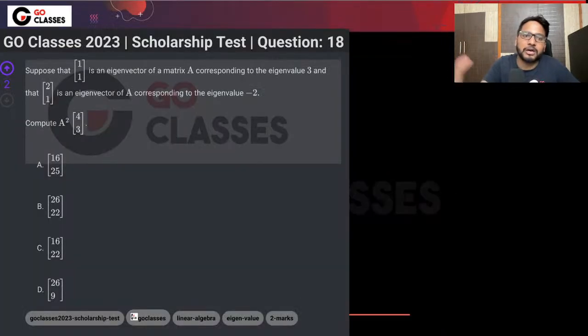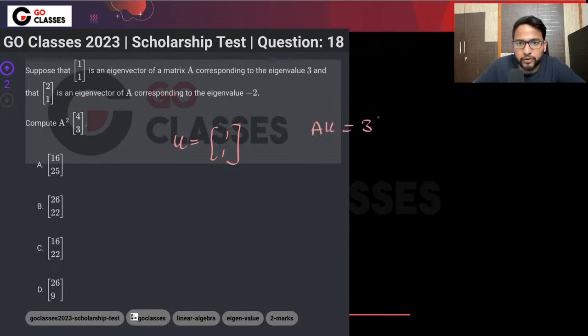So now let's talk about question number 18. That's also a bit interesting question. They are asking A square into 4 3. As you can notice, let's suppose that this is u. Let's suppose u is 1 1. As you can notice, this is the eigenvector with the corresponding value 3. So this is given to you.